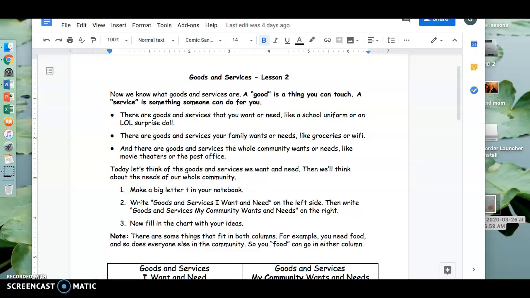Goods and Services Lesson Number 2. Now we know what goods and services are. A good is a thing you can touch. A service is something someone can do for you.